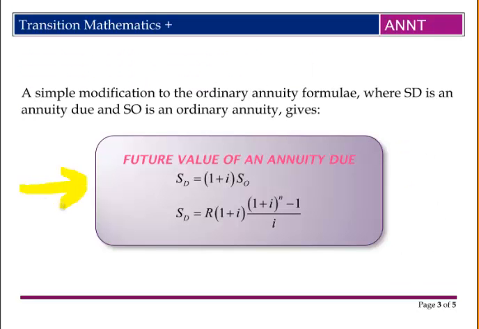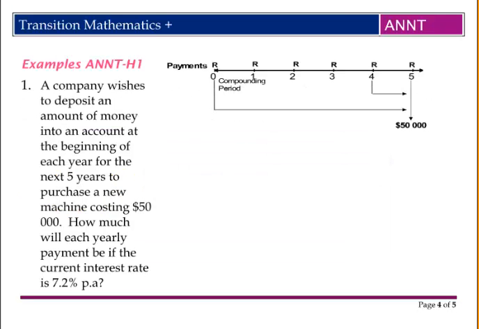So our formula, again, is exactly the same as our ordinary annuity formula for future value, but we have the extra interest payment because we're paying at the beginning. Okay, so let's look at an example.